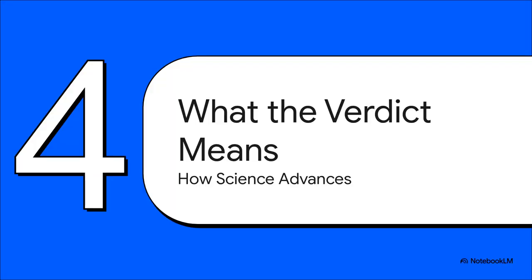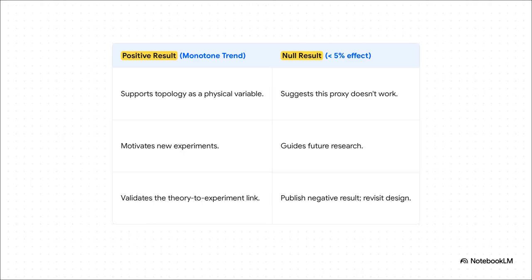Okay, so what happens when all the data is in? This is a really crucial part of the whole story because no matter what they find, whether there's a signal or not, we end up knowing more than when we started. Science moves forward. So let's play this out. There are two basic ways it can go. On one hand, if they find a clear signal, if the Q factor consistently drops or the heat flow changes as they increase the twist, that's huge.